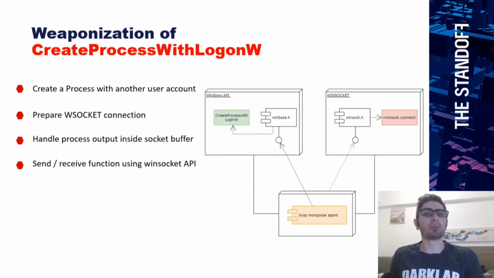It takes some time to develop this kind of thing. It's really involved in this way, but this is how it is. So at first, you create a process with another user account. Then you prepare the WSocket connection. Third, you handle the process output inside the socket buffer. And finally, you send and receive using the Windows Socket API. That's how comes the weaponization of CreateProcess.